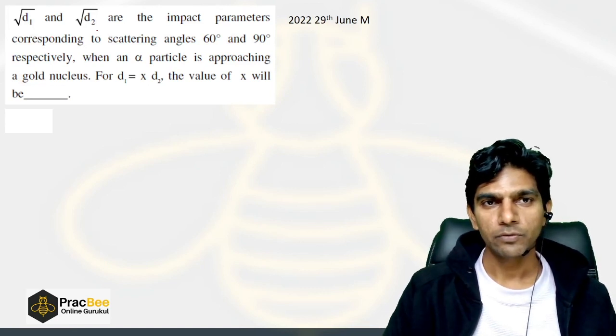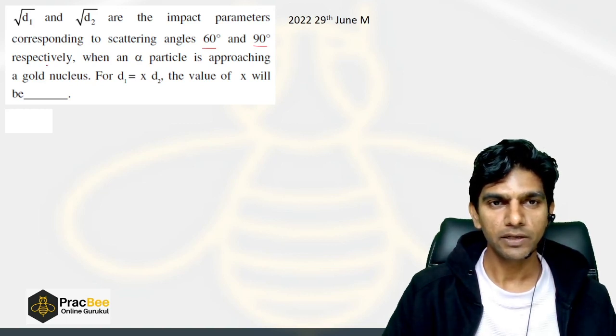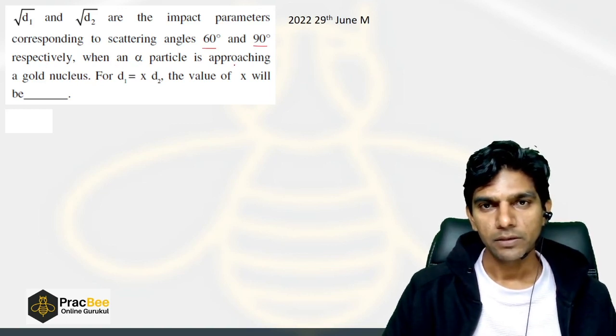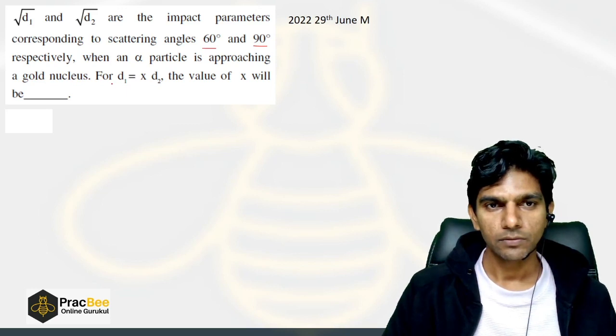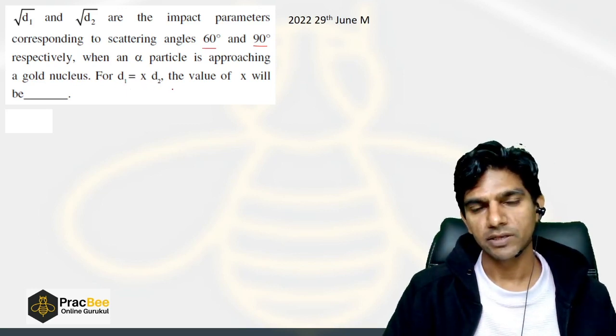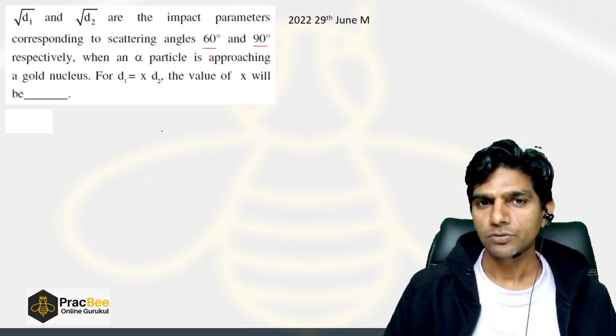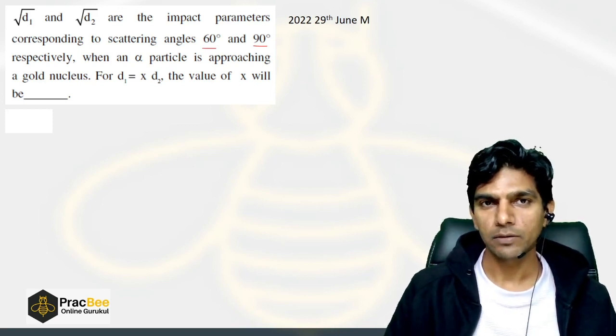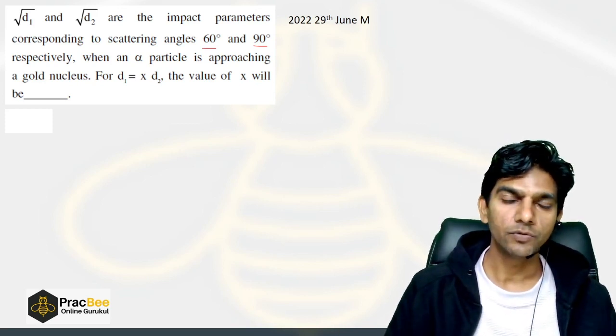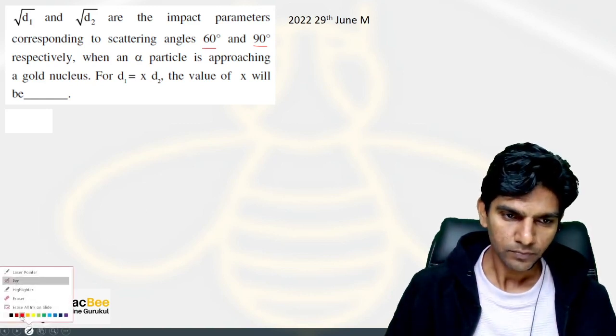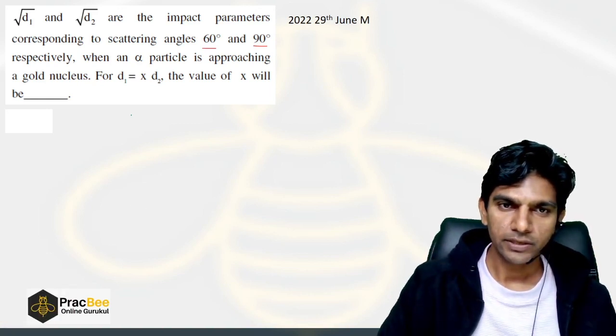Root d1 and root d2 are the impact parameters corresponding to scattering angles 60 degrees and 90 degrees respectively, when an alpha particle is approaching a gold nucleus. For d1 equals x times d2, the value of x will be? So basically we have to find the relation between the impact parameters, and we are going to use this formula.